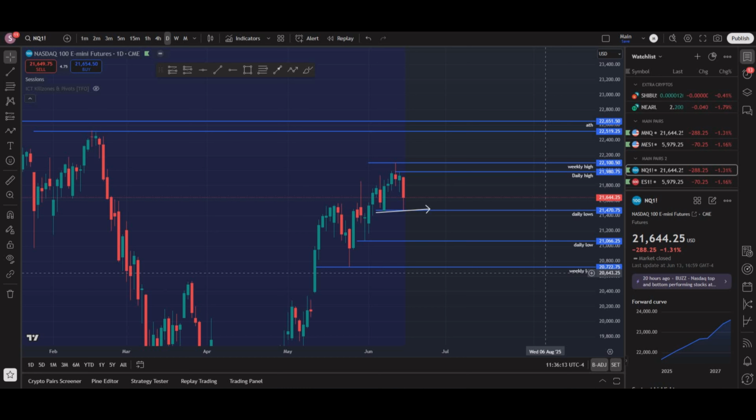Again, if we sweep out a high, you know what I mean? Don't just be trying to short. Continuations are definitely possible. It's all going to depend on the order flow of the market.